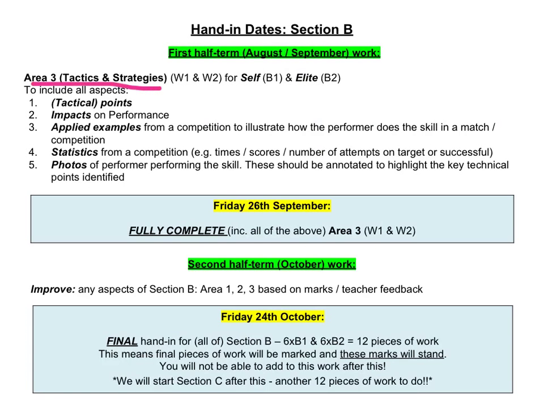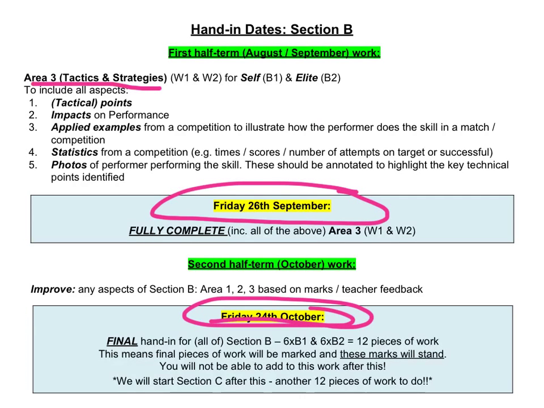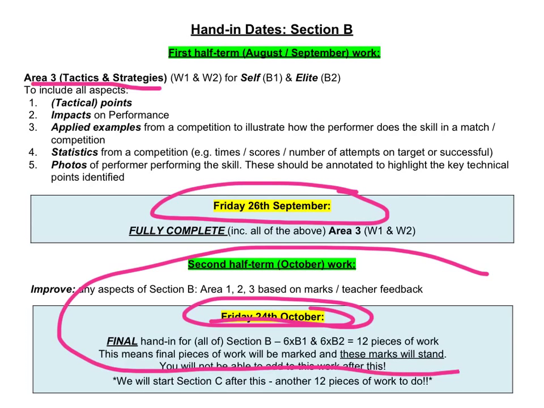Area 3, which is the strategies and tactics, which you're leaving for now because it's a little bit different. So the last 2 weaknesses for yourself and the elite performer will be your work from then on into that first month. Trying to get all of that finished by the end of September in the first month, and then that gives you, and this is very generous of us, up to October, so this is October half term, the 24th, to finish all of that.